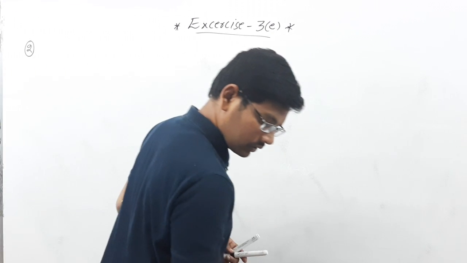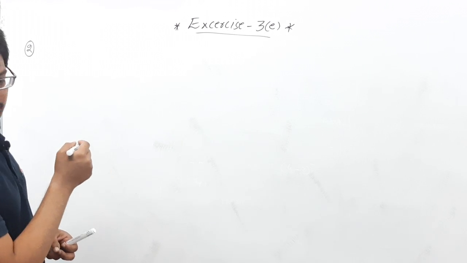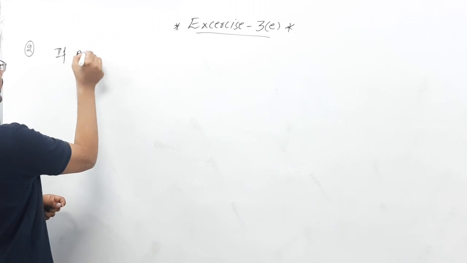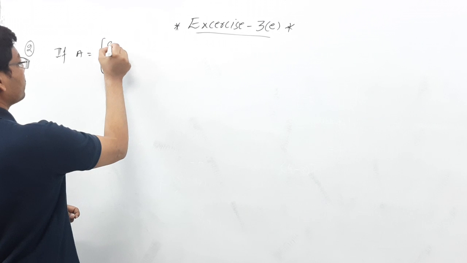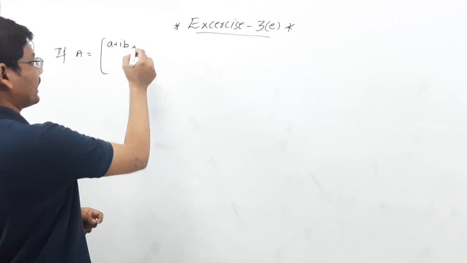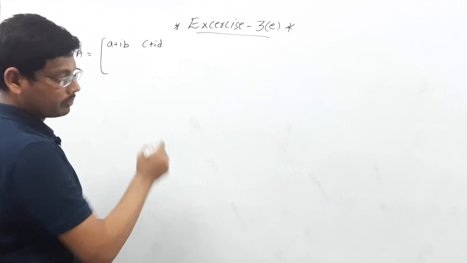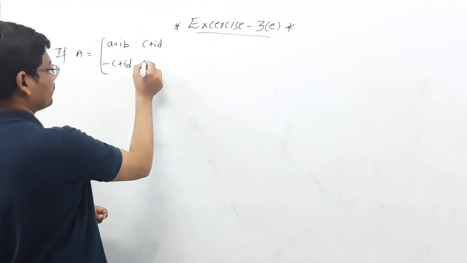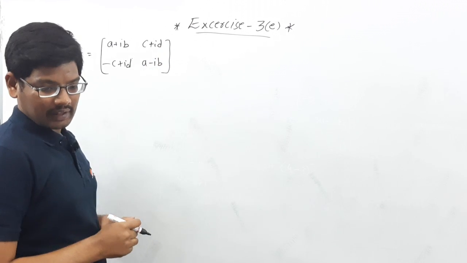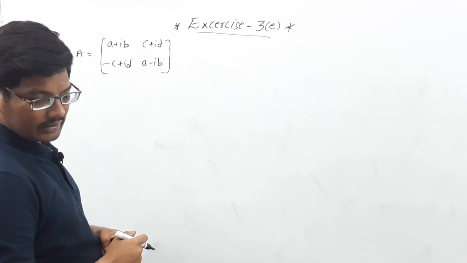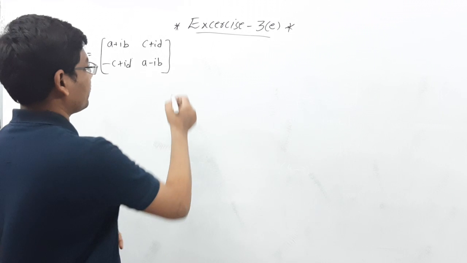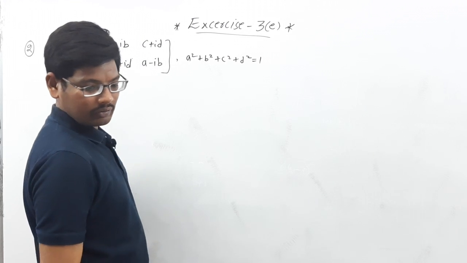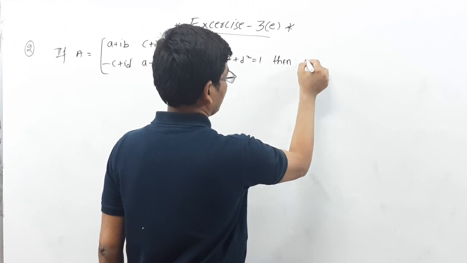If A is equal to the matrix with rows A plus iB, C plus iD, and minus C plus iD, A minus iB, where A square plus B square plus C square plus D square is equal to 1, then find the inverse. A inverse is equal to what?